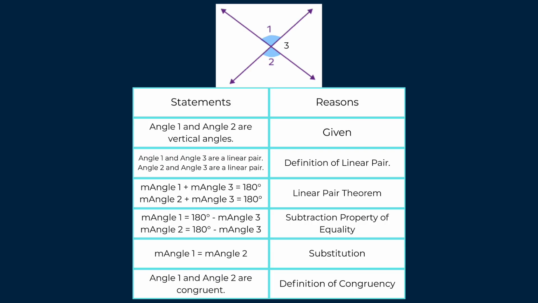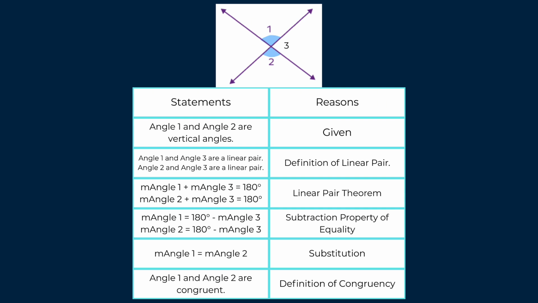And here is the entire two-column proof for the vertical angles theorem. We have angle 1 and angle 2 are vertical angles. That's a given. You can also see that angle 1 and angle 3, and angle 2 and angle 3, are both linear pairs, because that's the definition of a linear pair. We can see that angle 1 and angle 3 form a straight line, as with angle 2 and angle 3. We can also see that the measures of angle 1 and angle 3 add up to 180 degrees, as well as the measures of angle 3 and angle 2.